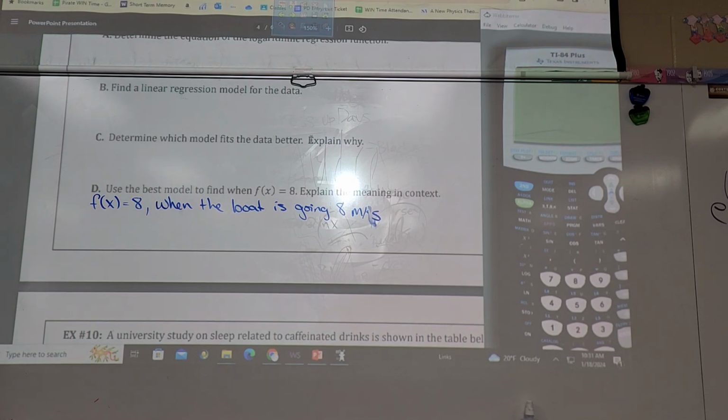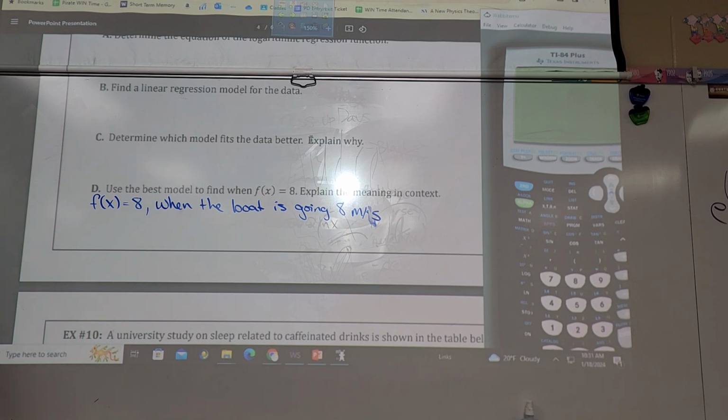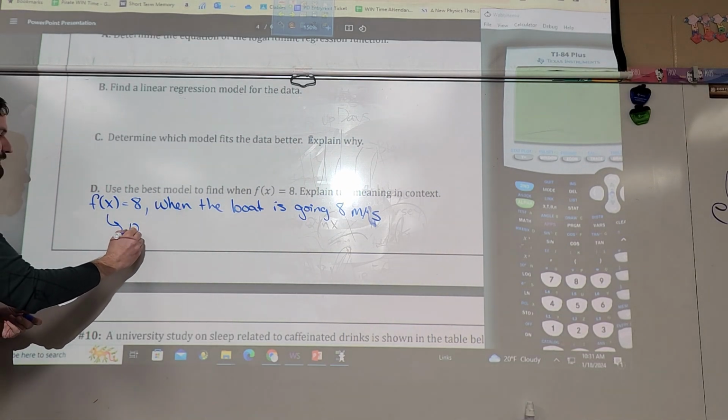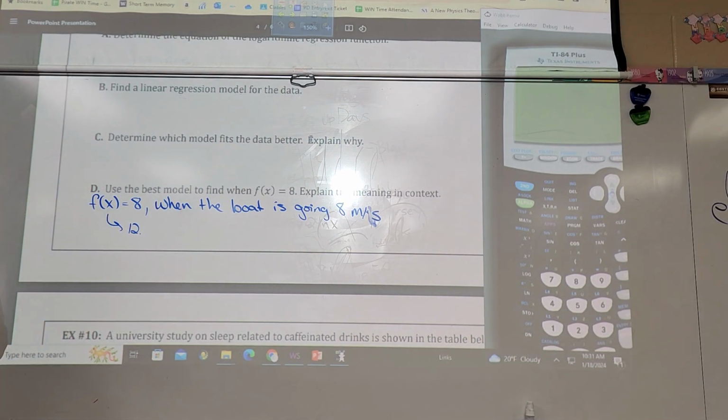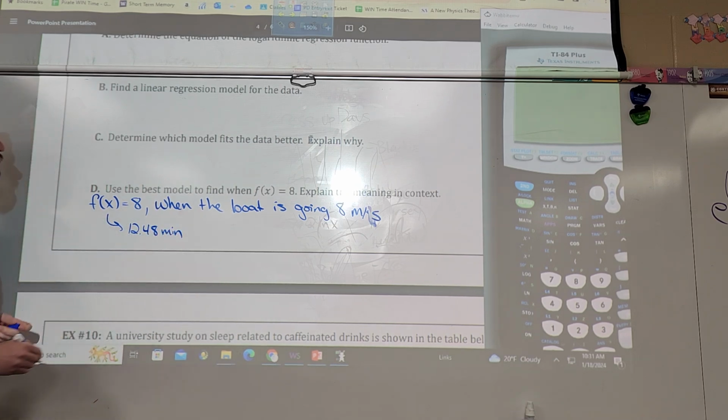If you forget, look at example 9, look at your chart. Do you see how it says speed? That's your y. Everything in y is speed. So when you have f of x equals 8, that means your speed is 8 meters per second. If you want to know the answer, it would be 12.48 minutes. So it takes 12.48 minutes to go 8 meters per second.